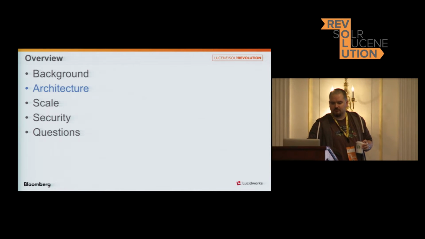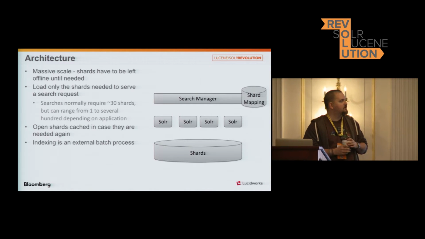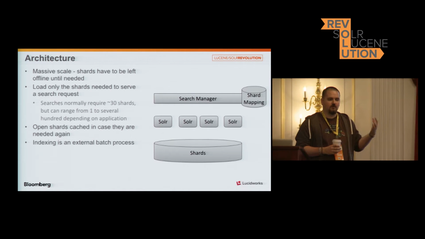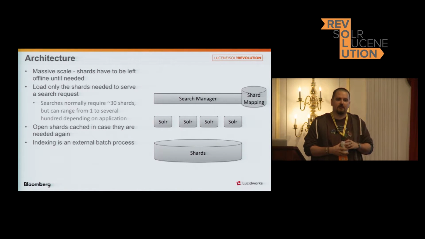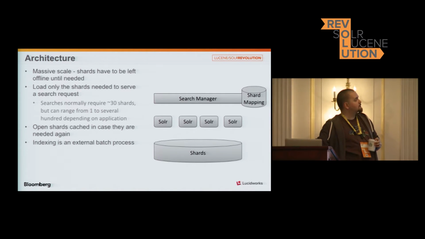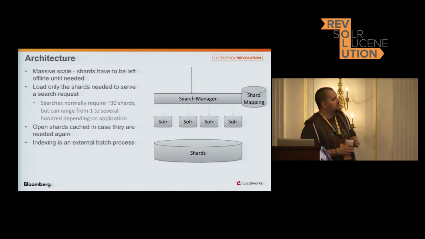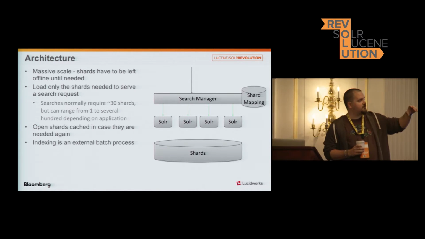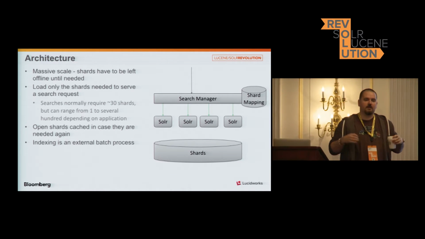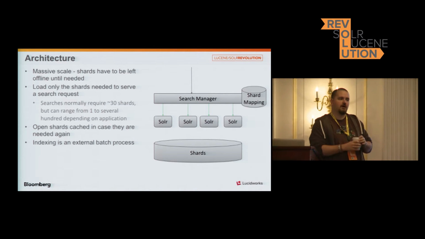So in order to solve this, we went with a somewhat custom architecture instead of SolrCloud. We manage all of our shards ourselves, and they're all left offline, just cold on disk, until they're needed to serve a search. Then a search request comes in from the application into our search manager, and it goes to the shard mapping database. This holds a mapping of where all of our shards are, and some meta information about those shards: the customer that they're for, the data type, and some other information.